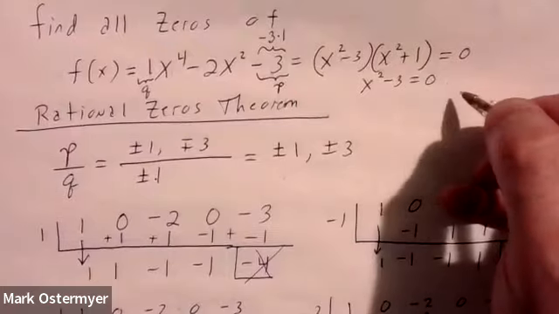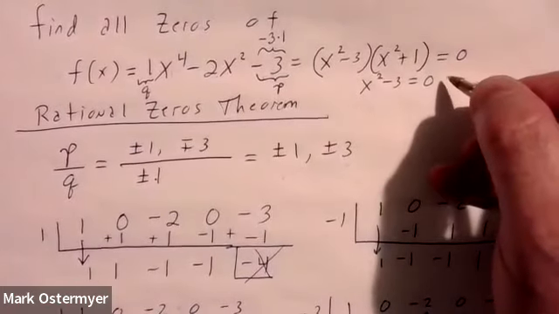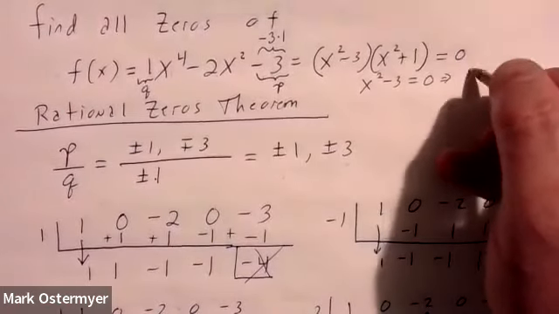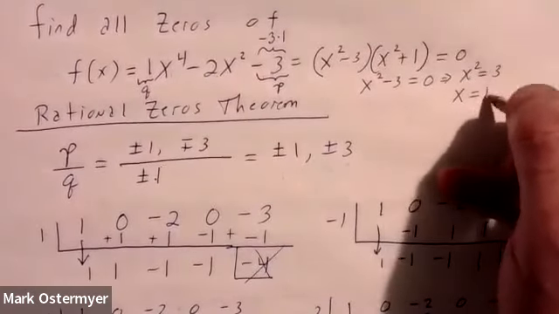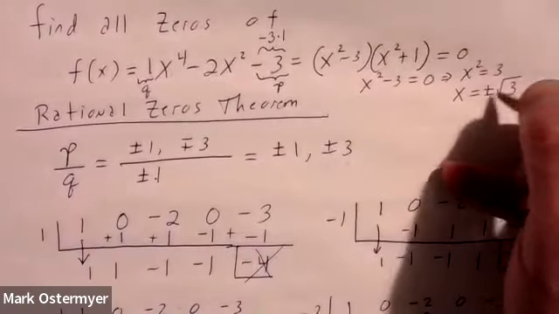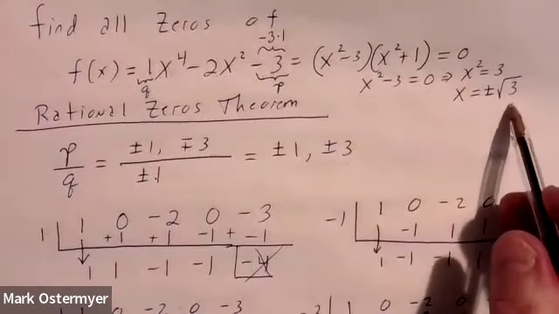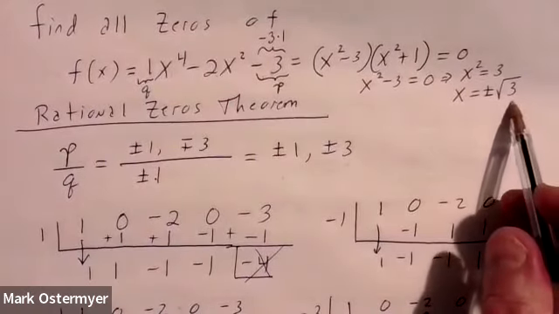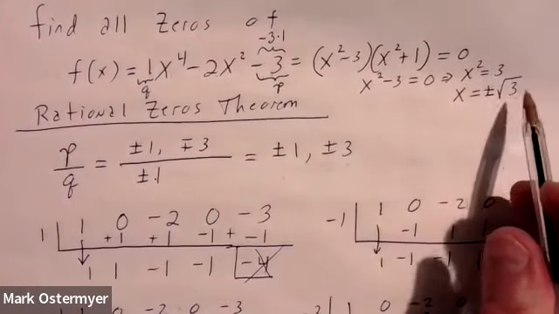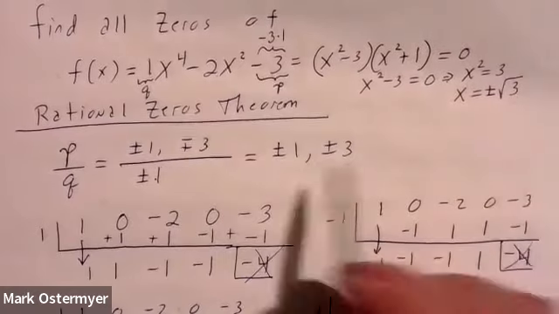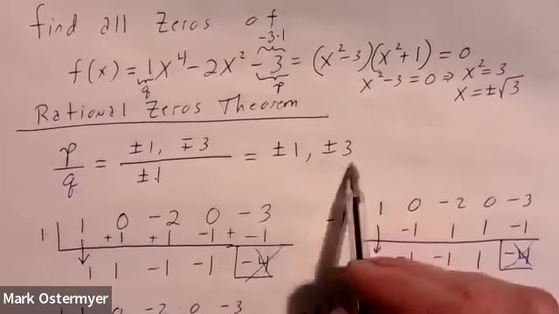Solving this quadratic equation, I'll use the square root method. Add 3 to both sides. Take the square root of both sides. Don't forget the plus or minus square root of the right side. And we have two zeros. No wonder. These are not rational, ladies and gentlemen. These are irrational zeros. These are irrational numbers. No wonder we couldn't find any in here.